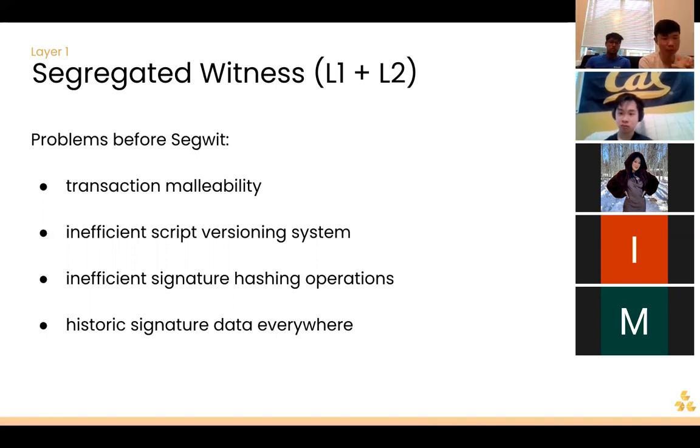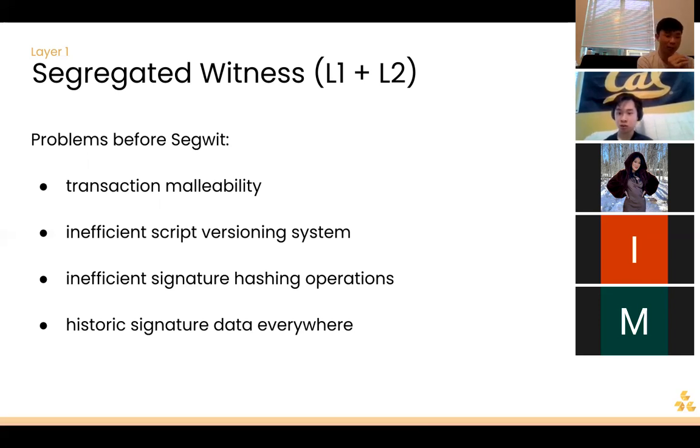Well, before SegWit, there was this issue called transaction malleability. What this means is you can imagine a transaction as having essential parts: the inputs, how much Bitcoin is being inputted, the outputs, how much Bitcoin is being outputted, and who's sending it to whom. Those are the essential parts that really define what a transaction is.